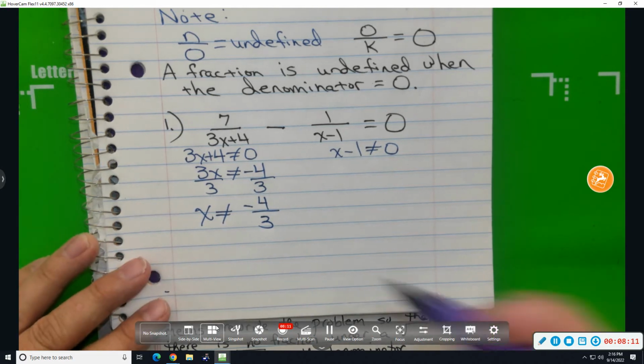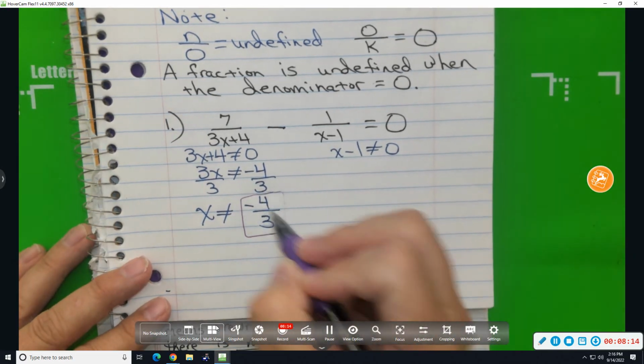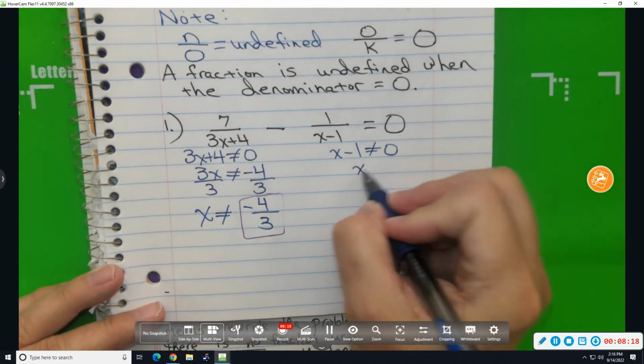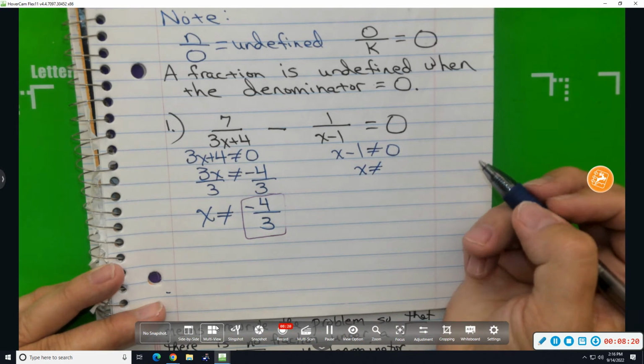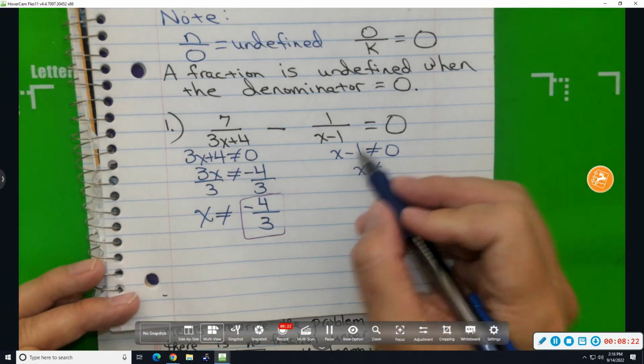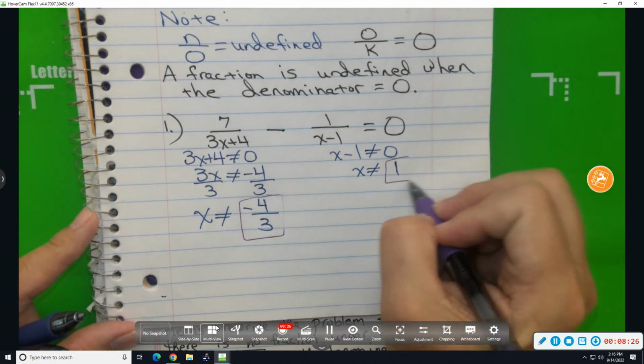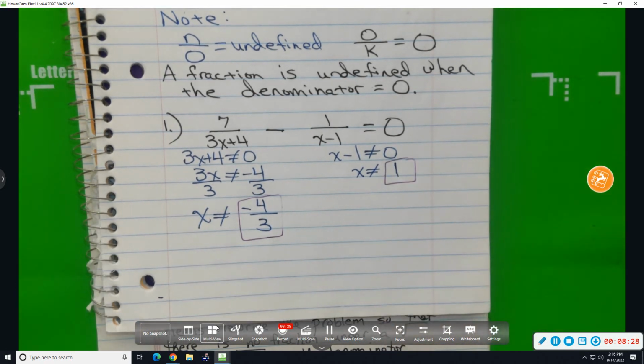So here's one answer. Oh, this one's easy. X cannot possibly equal 1. I agree. So if we went through and solved this equation, and we wound up with x equals 1, we'd have to mark it out. If we went through and solved it and got negative 4/3, we'd have to mark that number out.